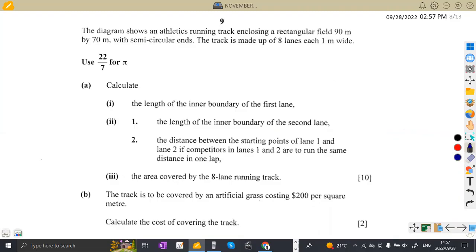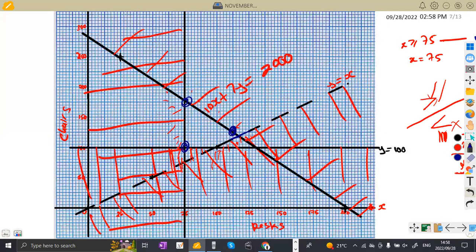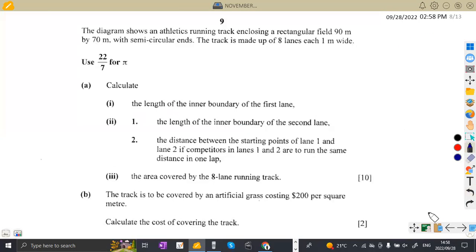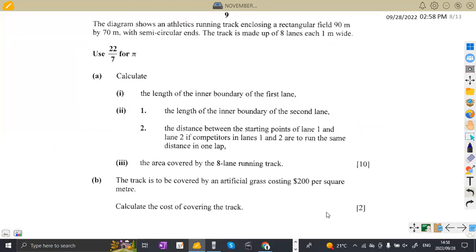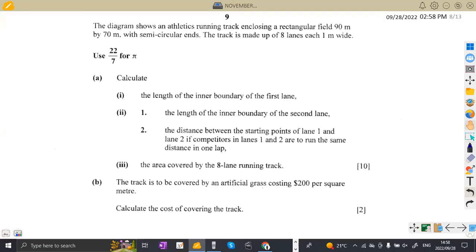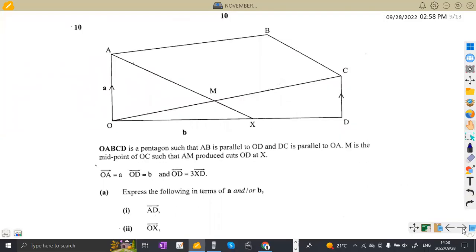Okay, the diagram shows an athletics running track enclosing a rectangle field. Okay, where is the diagram? The diagram is not there. So this question does not have the diagram actually. I don't know what happened on this canvas because the diagram is not there. Anyways, let's see the next part.